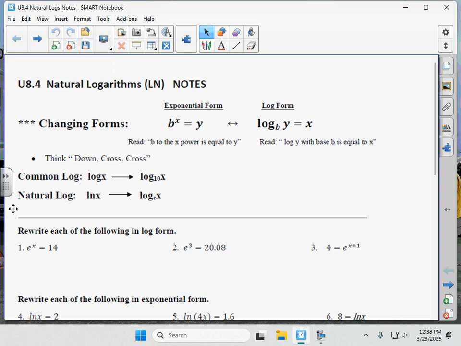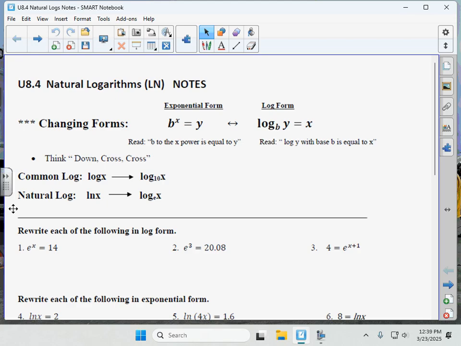So this should be the last lesson for Unit 8. We're going to look at what are called natural logarithms, or the ln key on your calculator. Ln is natural logarithm. So we want to, again, remember how to change forms from exponential form to log form and back from log to exponential. So remember down, cross, cross.